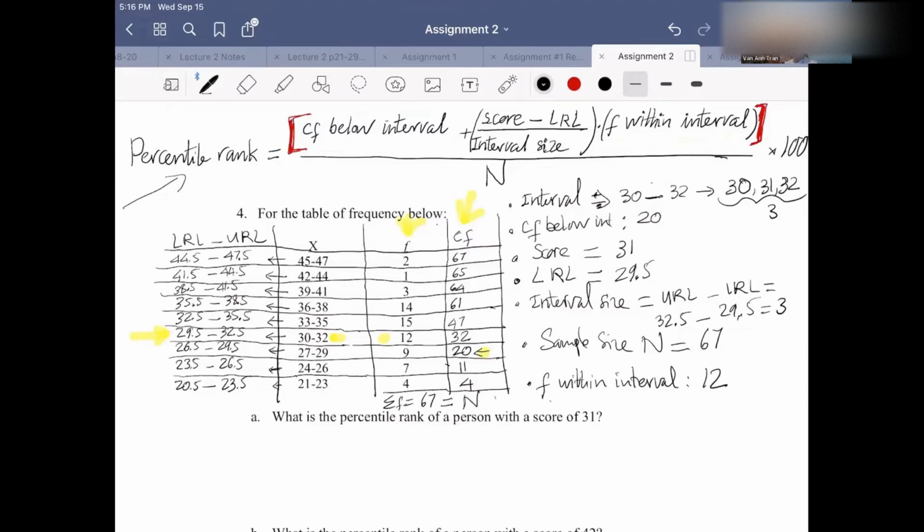All right. So we already have all the items that you can plug into the formula. So let's go ahead and plug them in. Go ahead and try it for me, everyone. Plug those numbers into the formula for me, and then calculate it to see what you get.